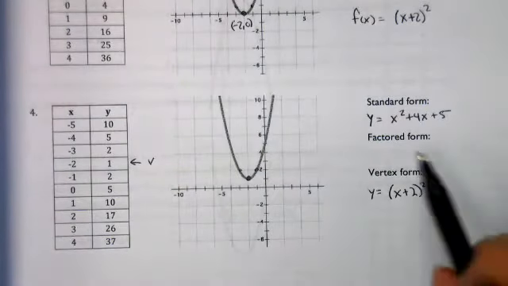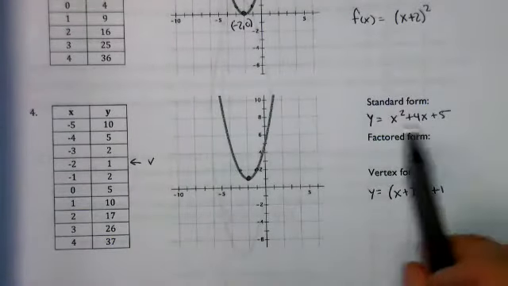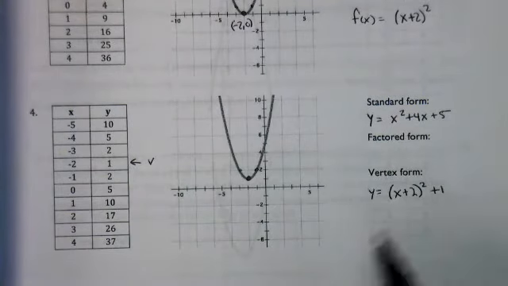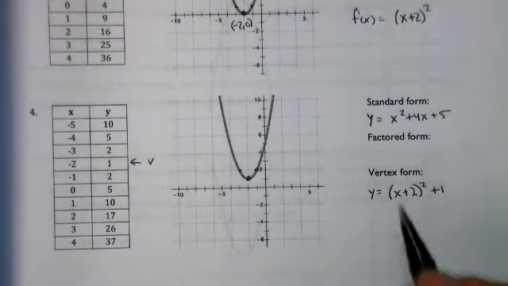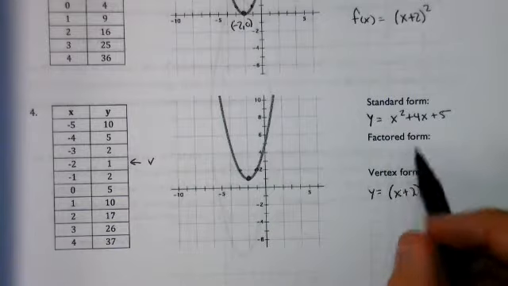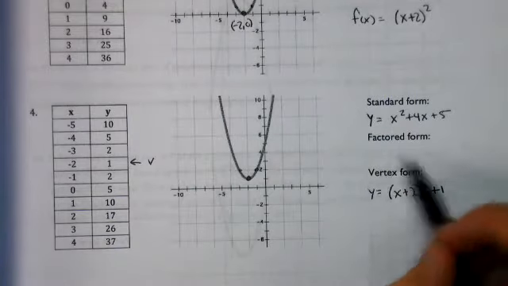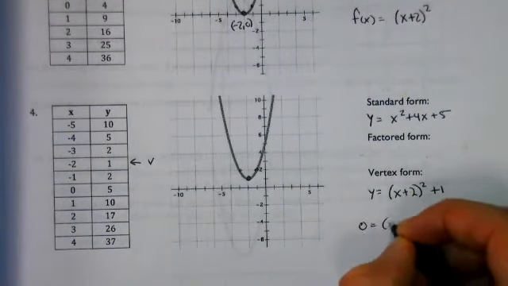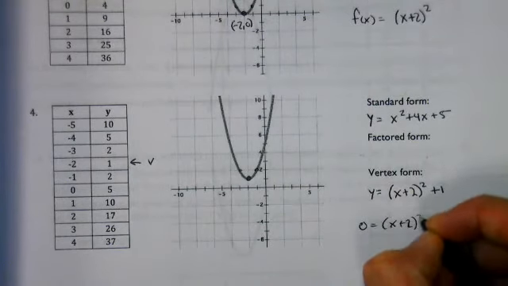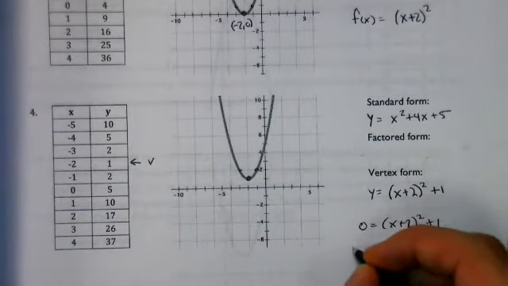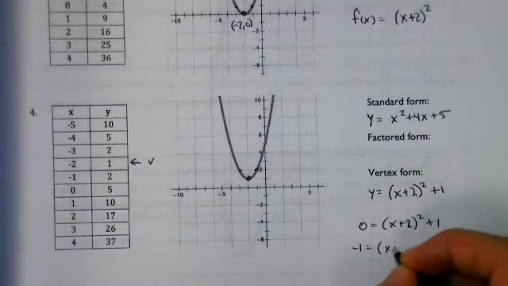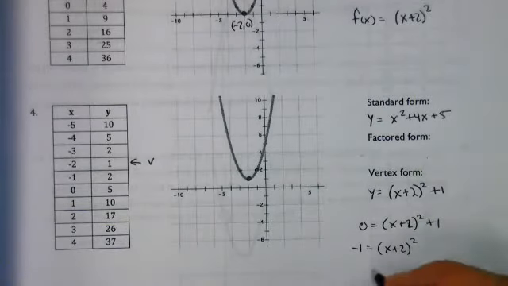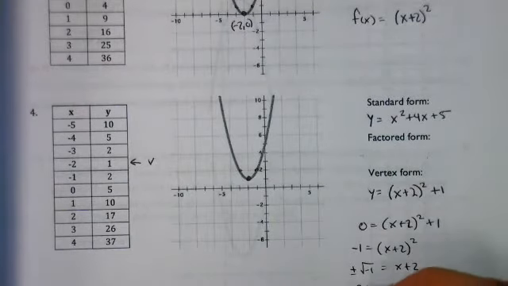Now the factored form, I can't really factor this, but I know that if I get the x-intercepts, I can reverse engineer factored form. So let's do that. Let's set this equal to 0. Subtract 1 from both sides. Square root both sides. Subtract 2 from both sides.